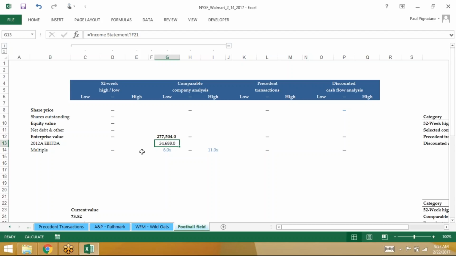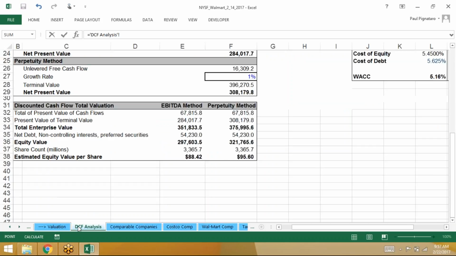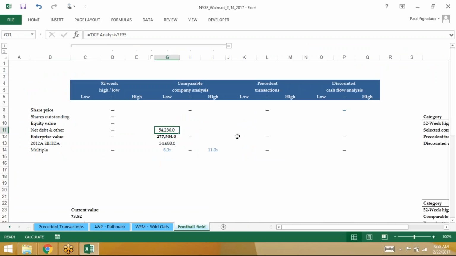Good? Yep. Now we've got to get from enterprise value to equity value. How do we get from enterprise value to equity value? Subtract. Yeah. So net debt, we have to calculate net debt. Actually, we already have it in the DCF, so we don't have to. I hate recalculating the same number several times. So if we go to the DCF analysis, there's this net debt, the 54230. We've already calculated it a million times, so let's just pull it in from the DCF analysis, okay? That's the net debt. And then for the equity value you would subtract.